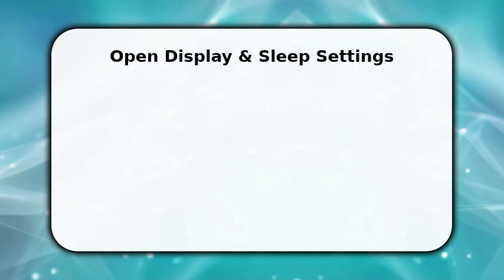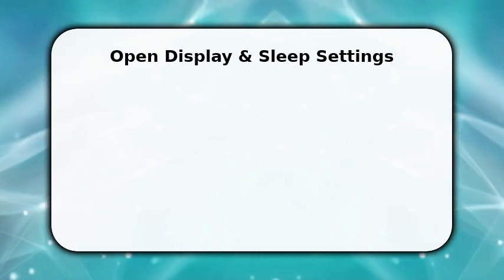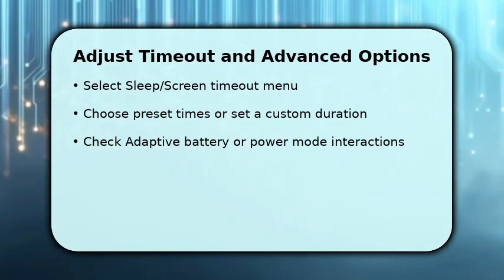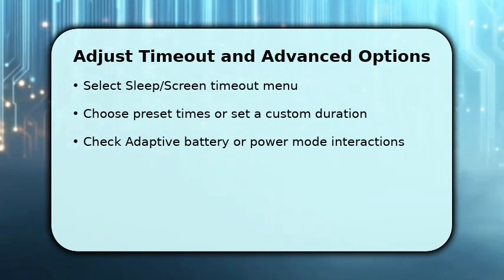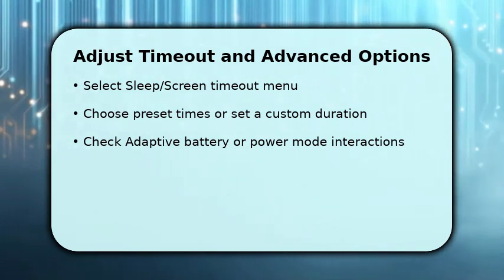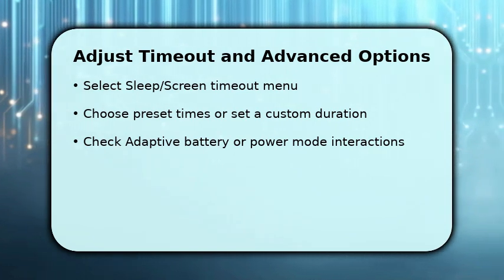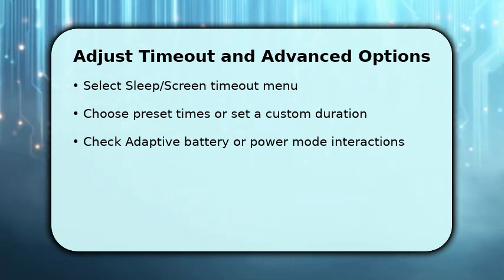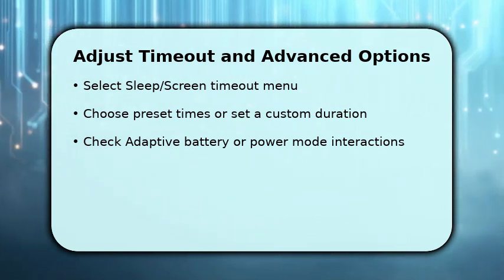Now locate the sleep or screen timeout entry to prepare for adjustment. You'll see presets like 15s, 30s, 1 min, 5 min. Tap the one that fits your usage. If you need a custom setting, some Realme builds offer additional choices under Advanced or Developer options. Enable them only if you understand effects.